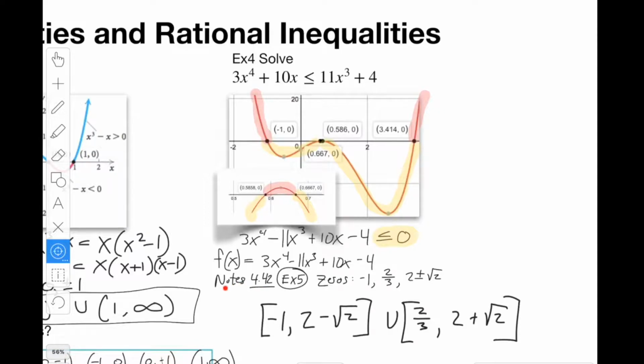And if you check out the notes from section 4.42, example 5, we actually did this exact inequality. And we produced that the zeros would be negative 1, 2/3, 2 plus or minus the square root of 2. We guessed negative 1, used synthetic division, eliminated down to 2/3 as the next zero, and then we had to use the quadratic formula to produce these.